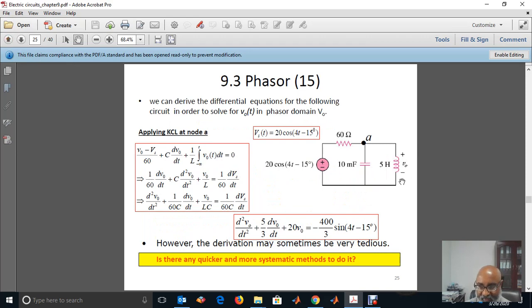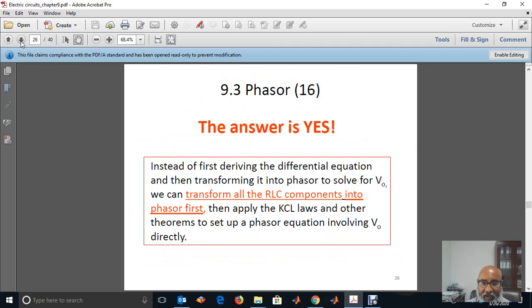For example, how to find the inductor voltage, or the voltage across the inductor or the capacitor or whatever, by changing the source voltage to phasor form, and changing the capacitor to the frequency domain, and also the inductor to the frequency domain. So we change everything to the frequency domain and we solve it in the frequency domain. And of course, later on we can change it to the time domain.